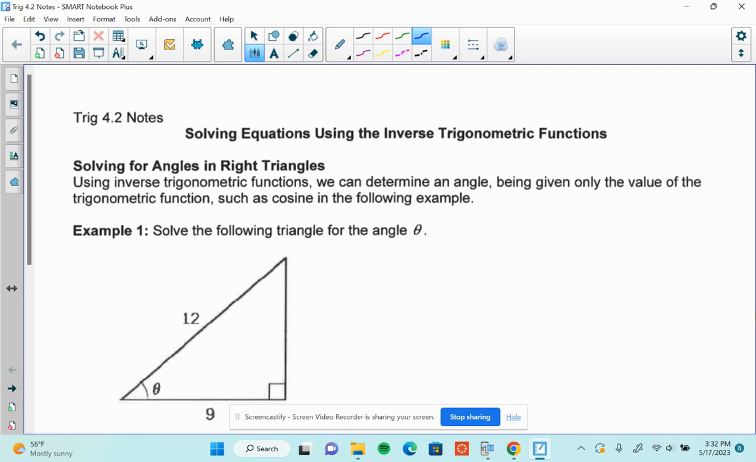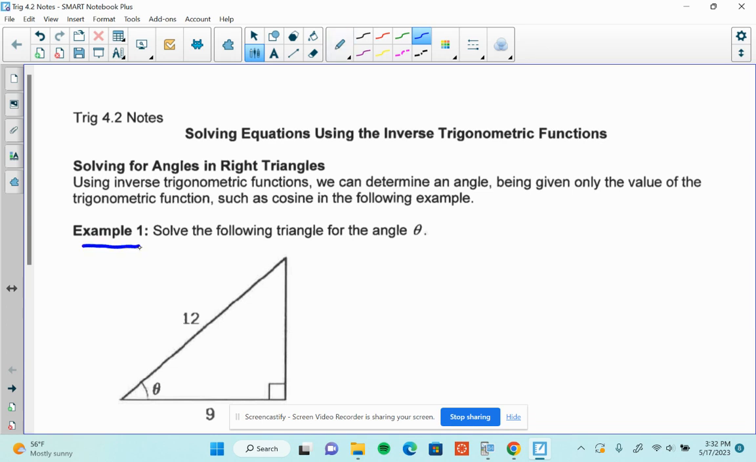All right, this is the first part of the Trig 4.2 notes, and this should be pretty straightforward. We're going to talk about using inverse trig functions to find angles. Remember, that's what they're used for. We can go from the ratio back to the angle. So we're going to look at example 1, where we have an angle theta that we're trying to find.